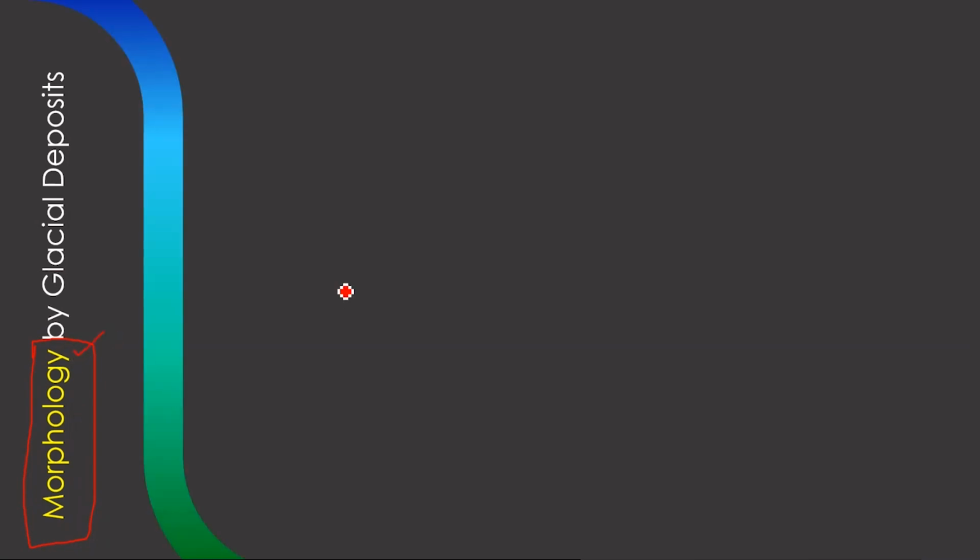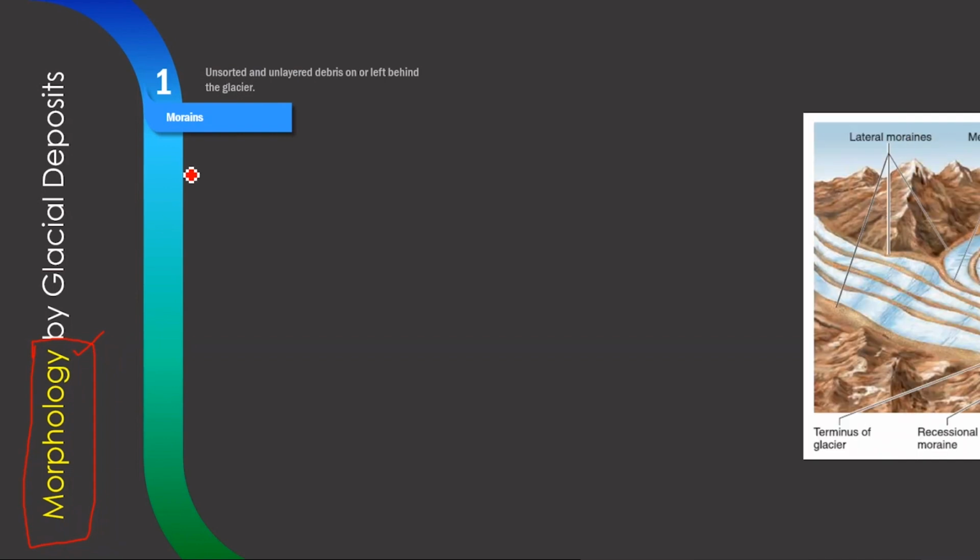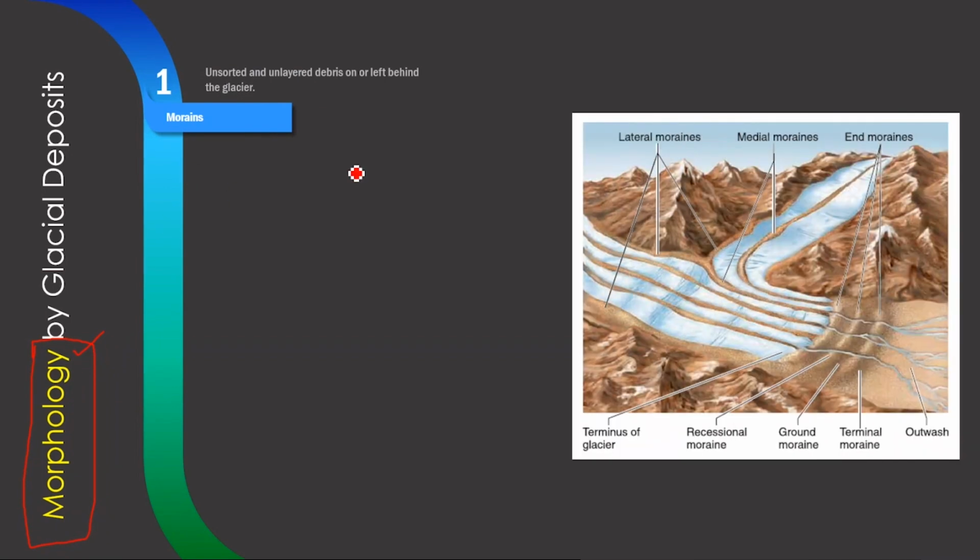Now these drift deposits which happen in the glacial environment produce a number of different morphological features. Morphology means which forms some landforms, some hillocks or some depressions or some ridges. So the first of these morphological features we call moraines. Okay, so moraines is a glacial depositional feature produced by completely unsorted, unlayered debris.